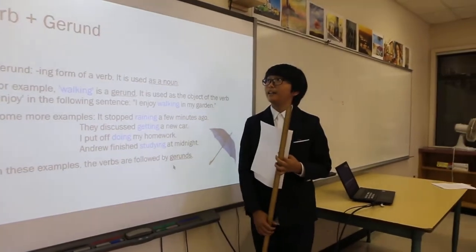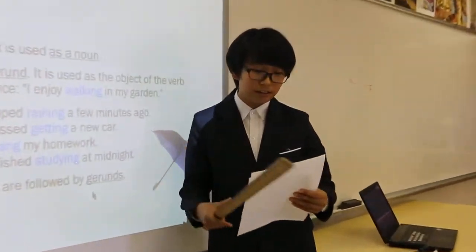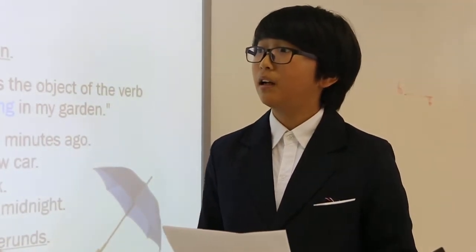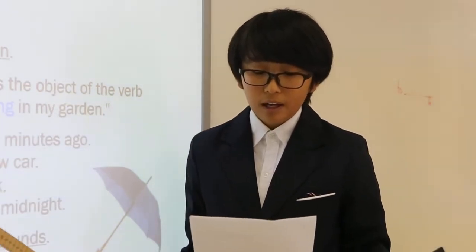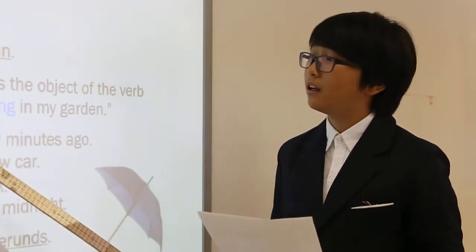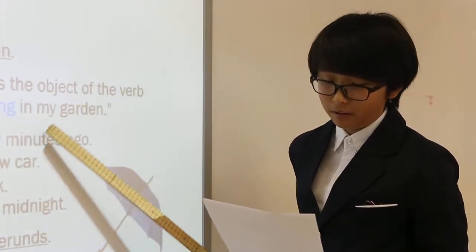Now I will explain verb plus gerund. A gerund is the ing form of a verb. It is used as a noun. For example, walking is a gerund. It is used as the object of the verb enjoy in the following sentence. I enjoy walking in my garden.